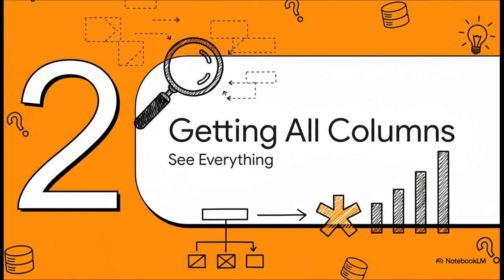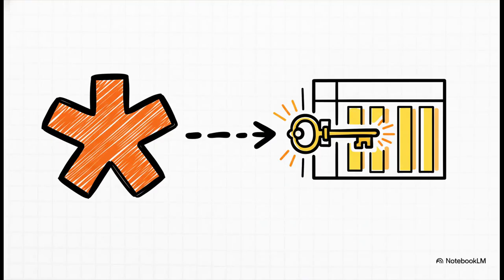Okay, so that was awesome for when we know exactly what we want. But what if you don't? What if you're looking at a brand new set of data and you have no idea what the columns are even called, or maybe you just want to see it all? Well, good news, there's a shortcut for that. And that amazing shortcut is the asterisk, the little star symbol.